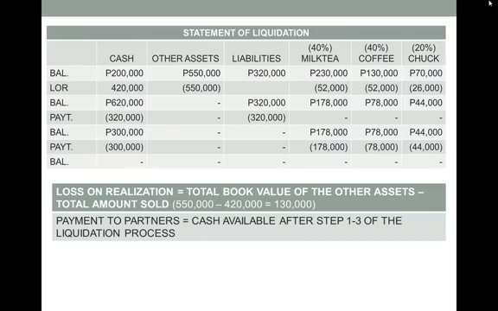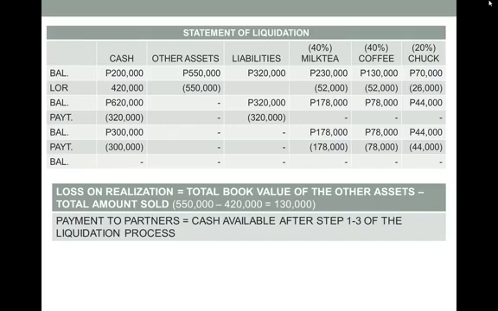By the way, to record journal entries to record the loss on realization, that should be debit cash of 420,000, and then debit milk tea capital of 52,000, then debit coffee capital of 52,000, and then debit Chuck, 26,000, and then the credit is the other assets or non-cash asset of 550,000. That's the journal entry for loss on realization.